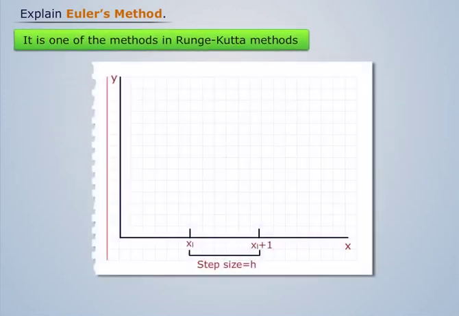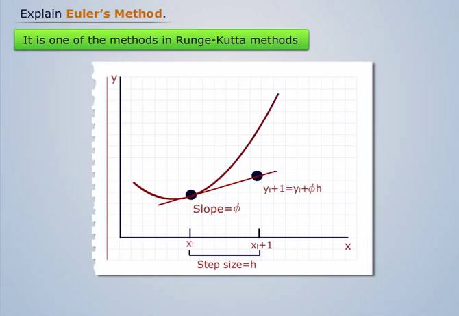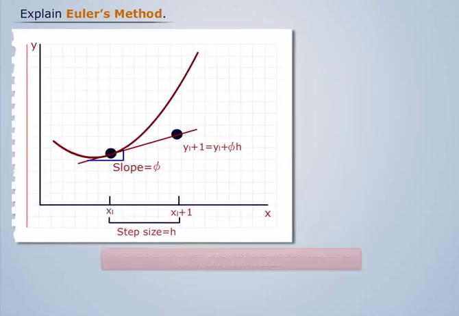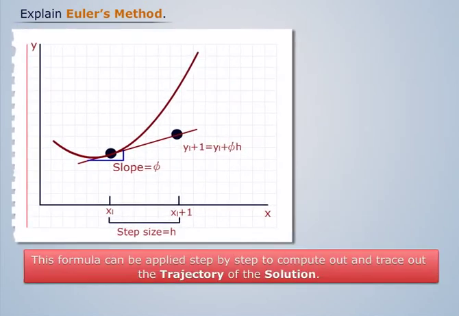In this method, a slope estimate of the function is used to extrapolate from an old value to a new value over a distance. This formula can be applied step by step to compute and trace out the trajectory of the solution.